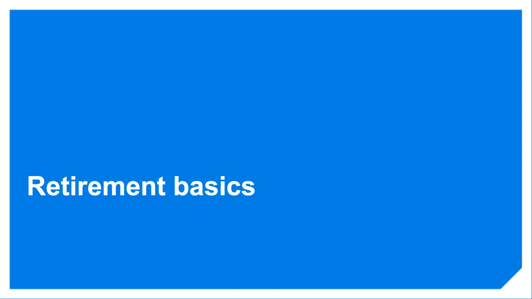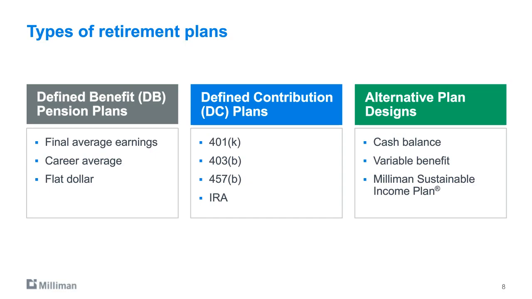Hi, everybody. The first thing we want to do, as Bertha mentioned, is talk about some retirement basics. In looking at the group that's on the call, my guess is most of you are quite familiar with many of these first retirement basics, but we want to make sure we lay a groundwork so that when we move on to talking about risks, we're all on the same page. There are really three main types of retirement plans that we use in this country to deliver retirement benefits. And those are defined benefit plans, defined contribution plans, and alternative plan designs.